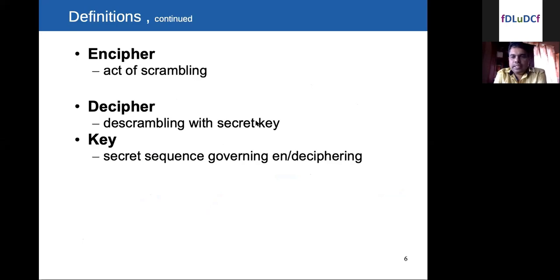As you see in this basic process, there are two important operations: enciphering or encryption, and deciphering or decryption. For both encryption and decryption, we have to use a security key, a secret key. This is the key we need to keep secret between the two parties who do the encryption and the decryption.